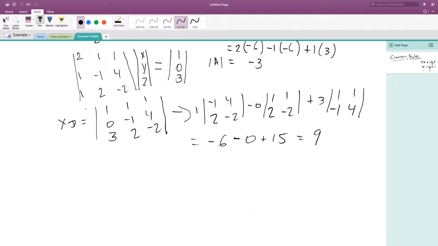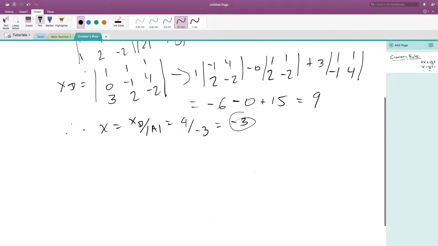Therefore, the value of x, according to Cramer's rule, is the determinant of x divided by the determinant of the coefficient matrix, which is 9 divided by -3, which will be -3. Alright, so now let's do this for y.